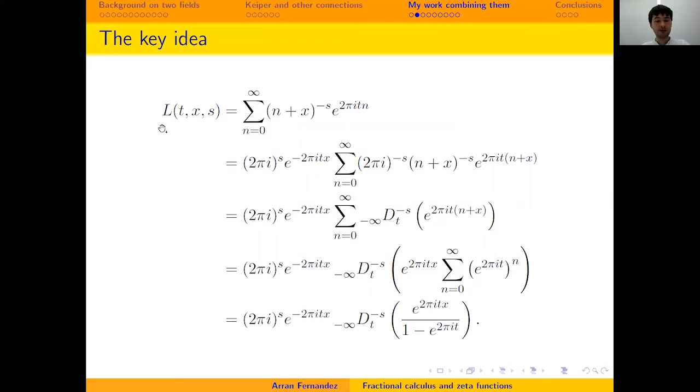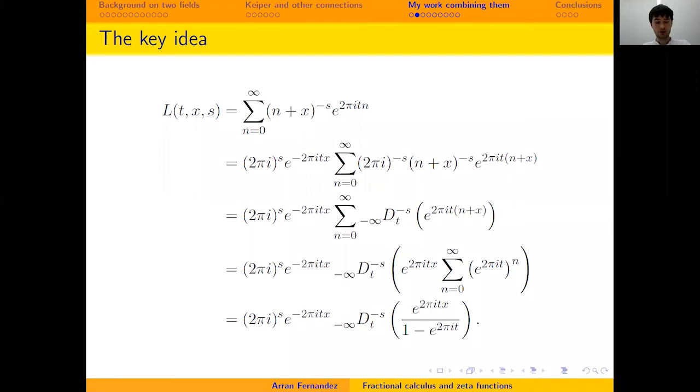Remember the definition of the Lerch zeta function. It's a series, it's written like this. And my idea was to see this somehow as a fractional differintegral. So you have an exponential function there. If you take a fractional derivative of an exponential function, then you get a power of the exponent. But we don't have a power of n here, we have a power of n plus x.